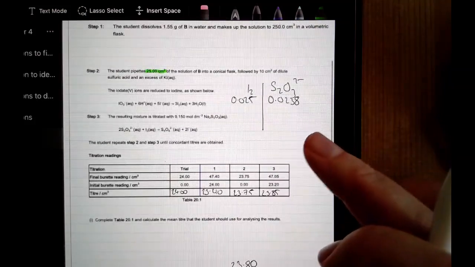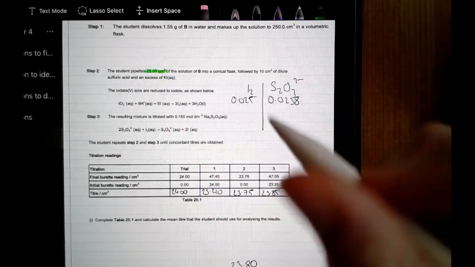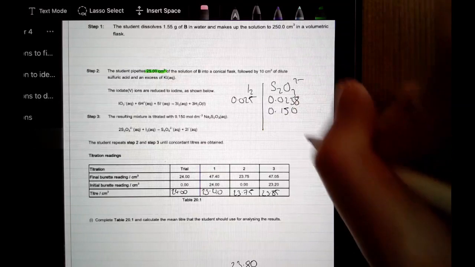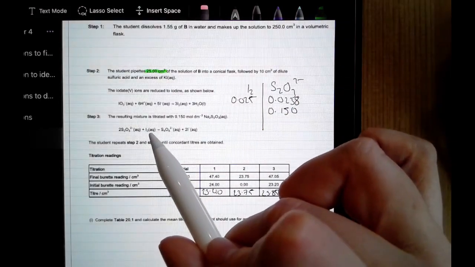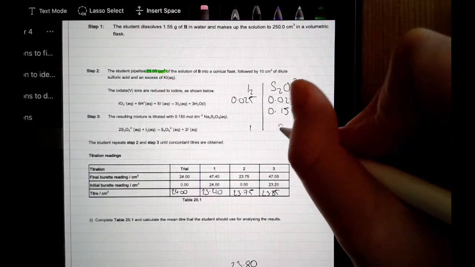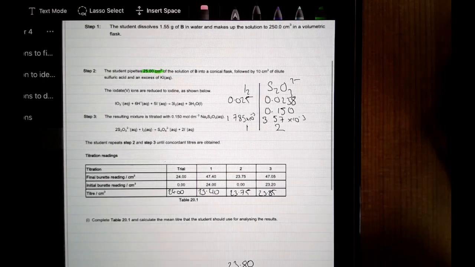I'm just going to focus on the difficult part. You are also told the concentration of the iodate, 0.150. So 0.150. And using this equation here, I can work out the ratio, and it gives me a 1:2 ratio between the iodine and the sodium thiosulfate. So I'm just going to work this out.